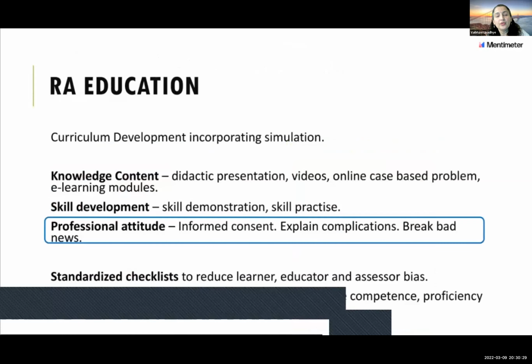Finally, we come to the professional attitude that is required to be a regional anesthesiologist, such as talking to the patients, having professional communication, taking an informed consent, explaining complications, breaking bad news. So these require a simulated patient. That means you require a role play. Most of the time we have co-facilitators who are more than happy to follow a script and be a patient to actually be examined and spoken to by our learners.